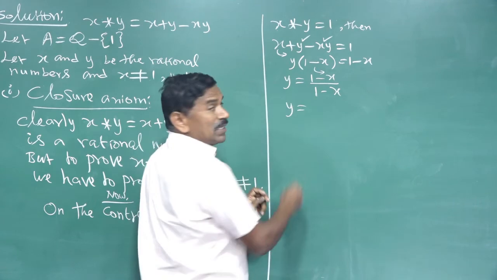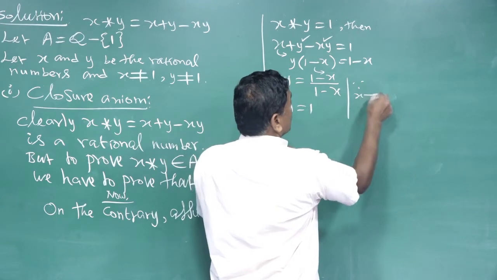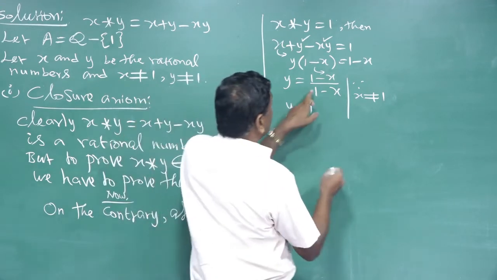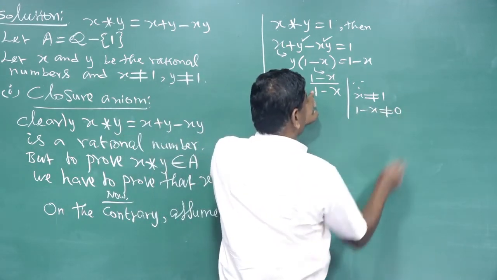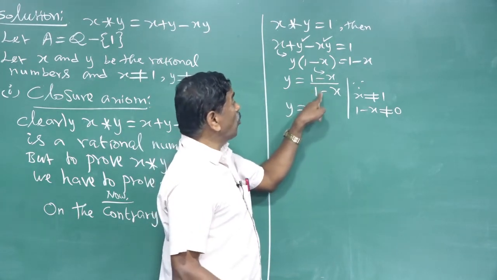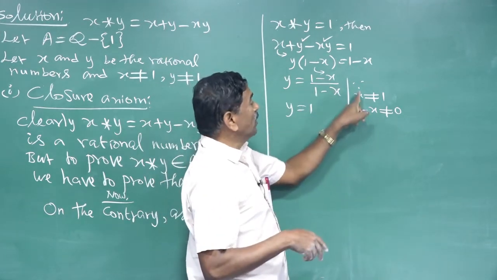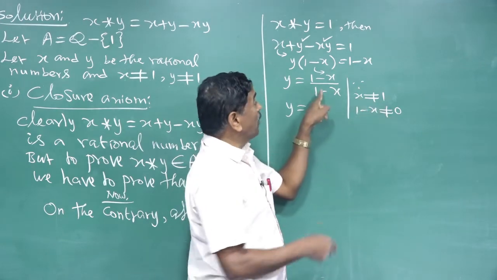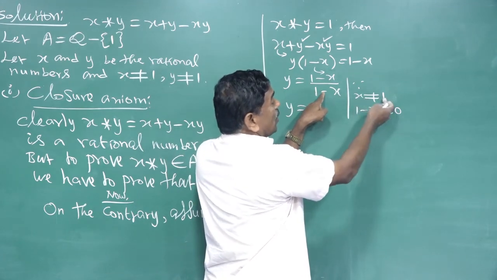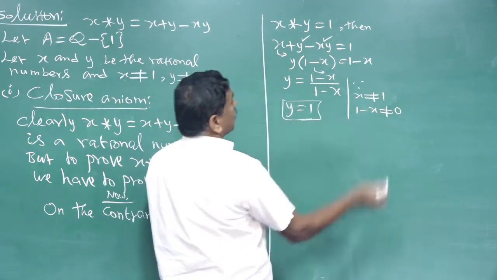Can you tell me the answer? Yes, y is equal to 1. Listen to the condition. Since x is not equal to 1, therefore the denominator 1 minus x is not equal to 0. Suppose 1 minus x is equal to 0, then the numerator also becomes 0, so you get 0 by 0, which is an indeterminate form. So x is not equal to 1, therefore 1 minus x is not equal to 0, and we get y is equal to 1.